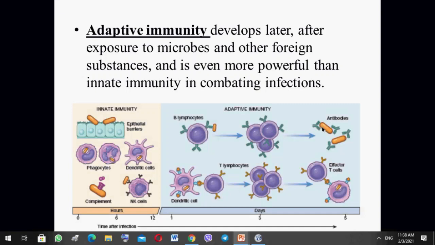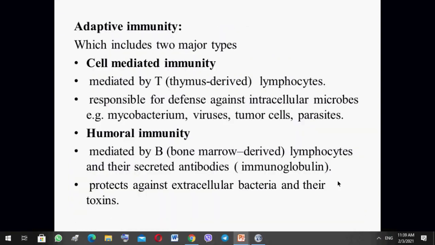So these antibodies will be released against the antigens, and it will try to eliminate them. At the same time, we have another type of acquired immune system, which is the cellular immunity. And the main player in cellular immunity are the T lymphocytes. These T lymphocytes will be stimulated by the antigen-presenting cells, and then they will proliferate and give rise to effector cells that are trying to kill the microbes.